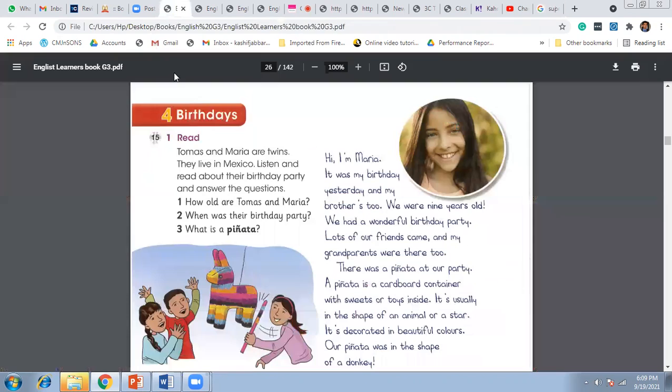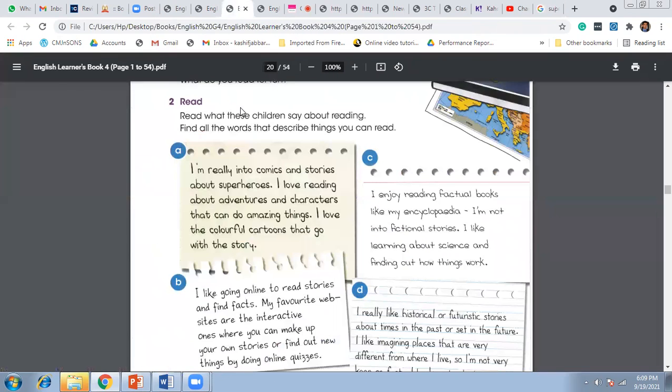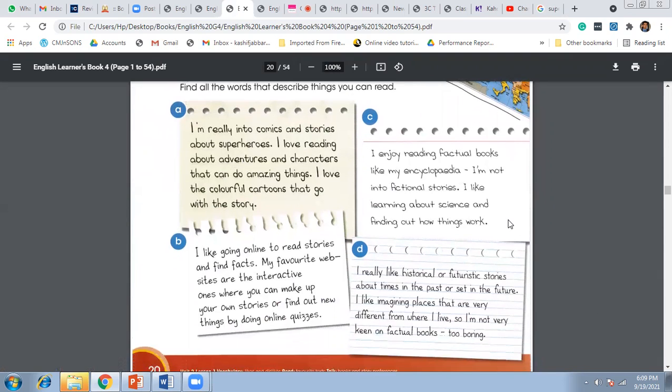So here the boy is talking about that he is really into comics and the stories about the superheroes. He loves reading about the adventures and characters, right? So the first thing we came to know is a kind of comics and the storybooks about the superheroes. In the second part, I like going online to read stories and find facts.